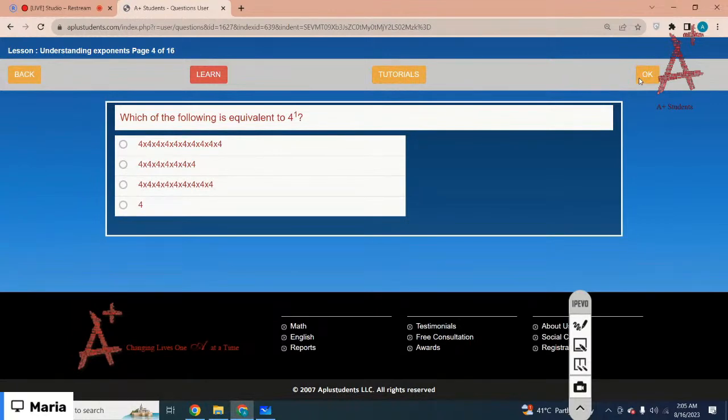Which of the following is equivalent to 4 exponent 1? Which is the correct option? That is very important. If any number has the exponent 1, the answer equals the same number. So 4 exponent 1 equals 4. The correct option is 4.